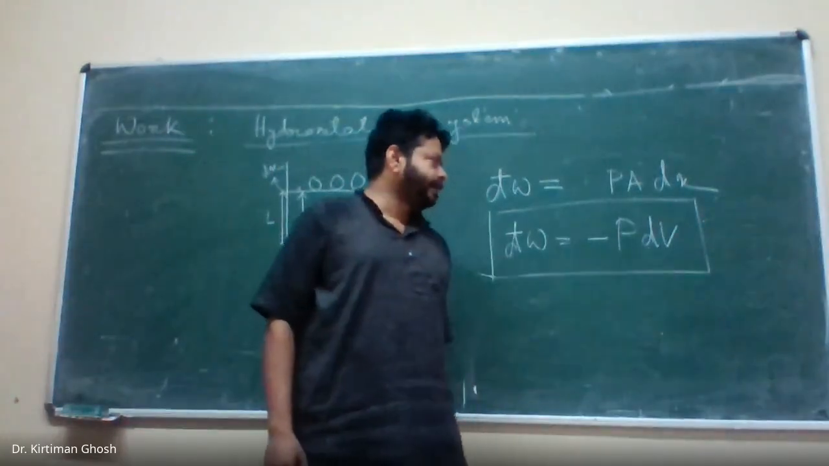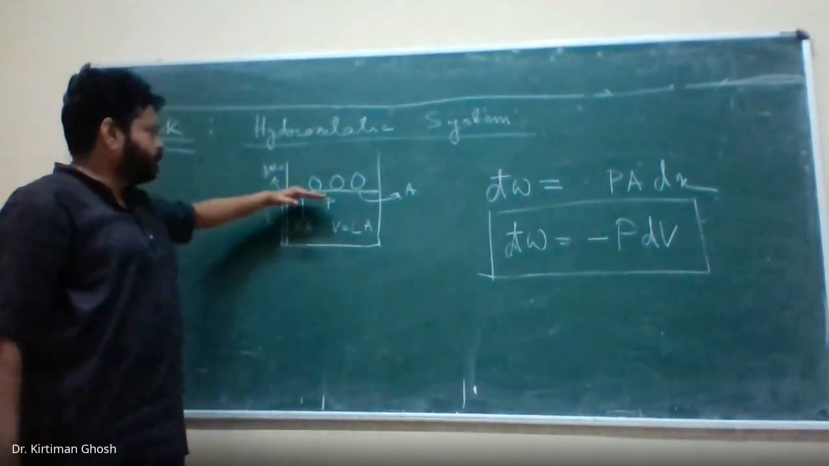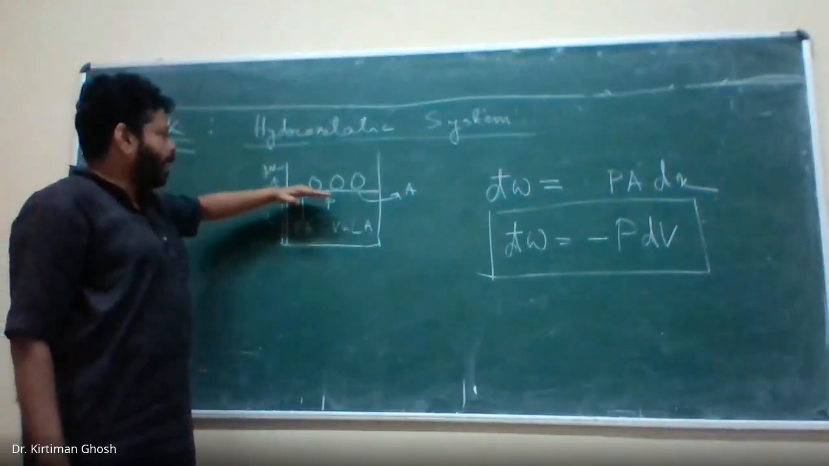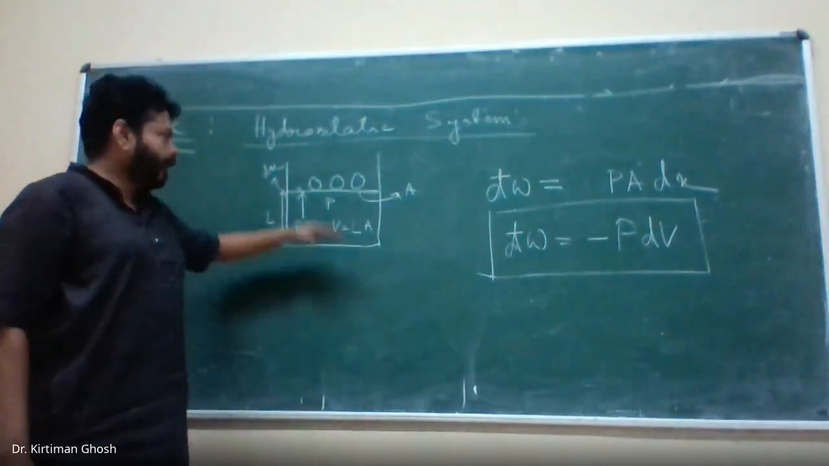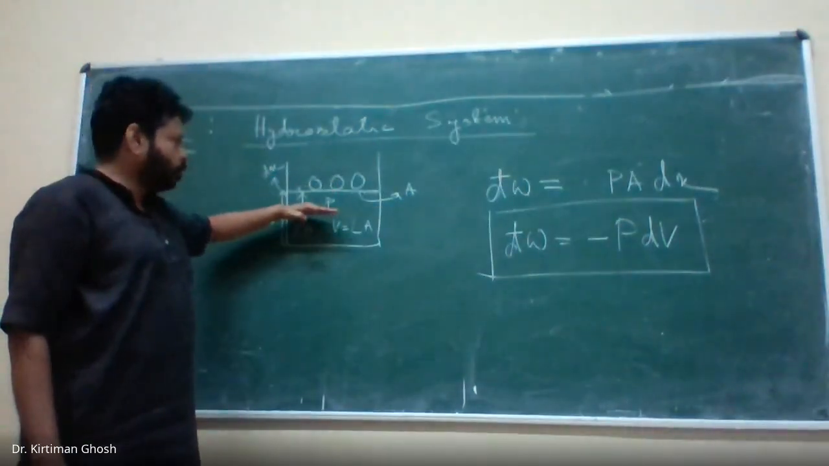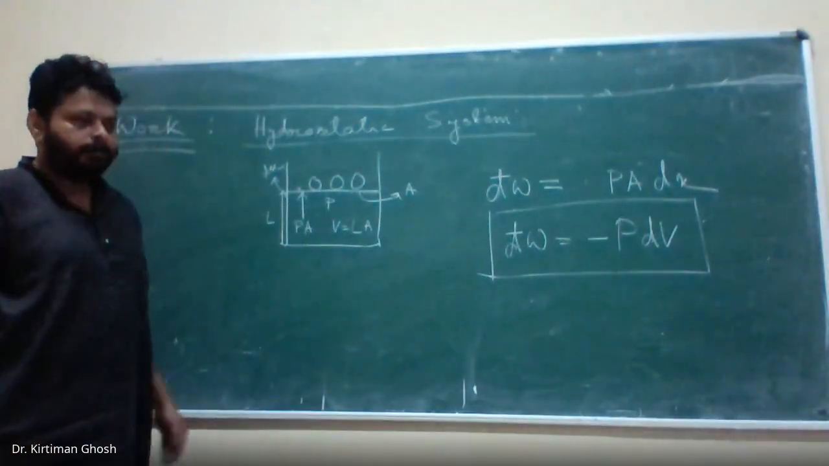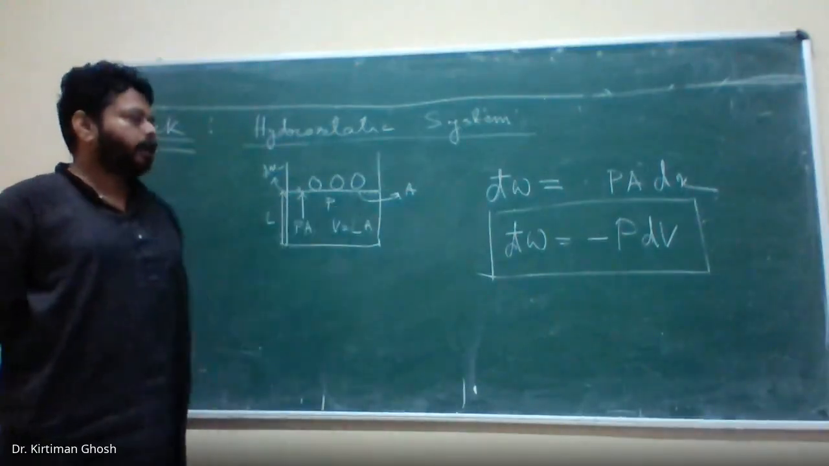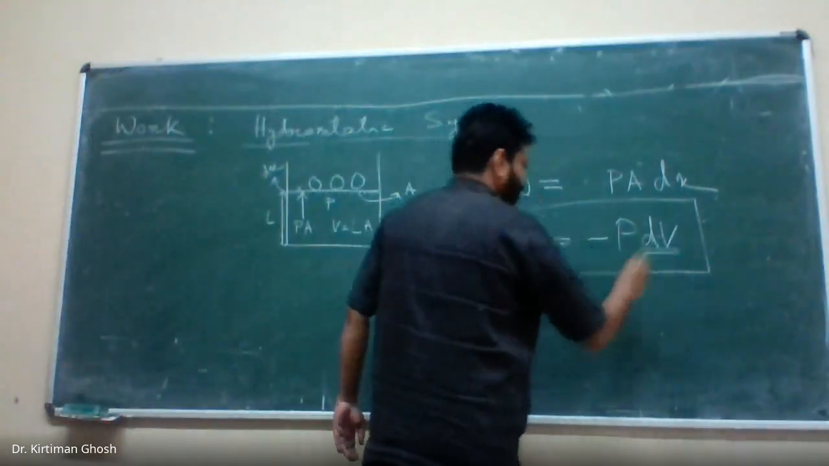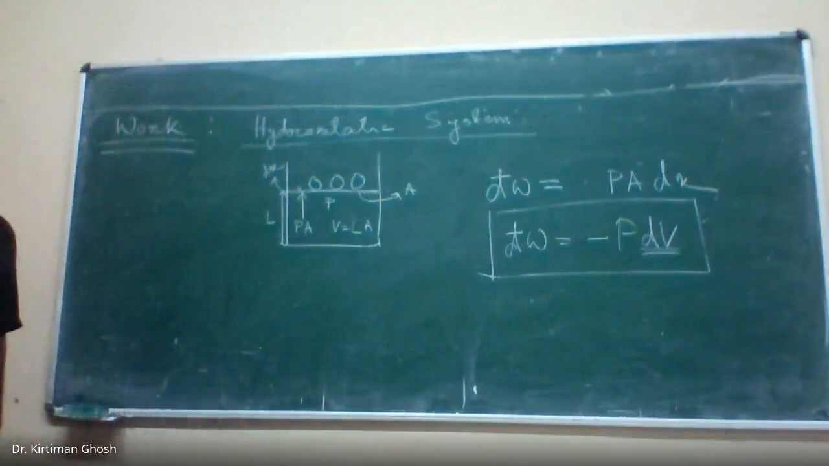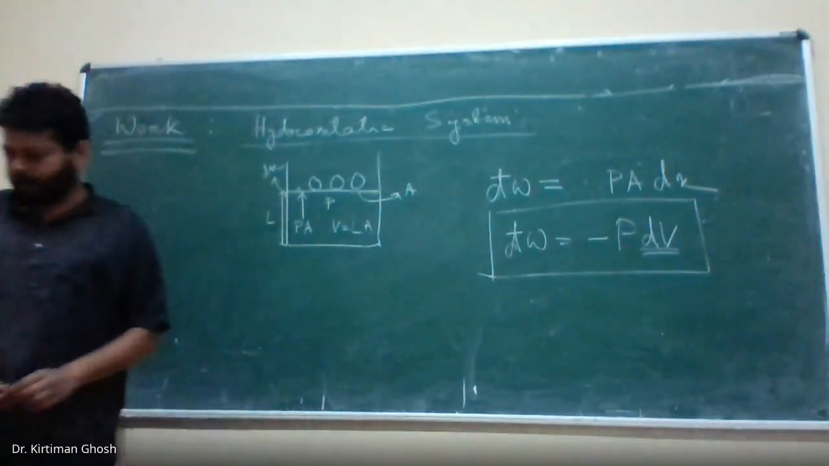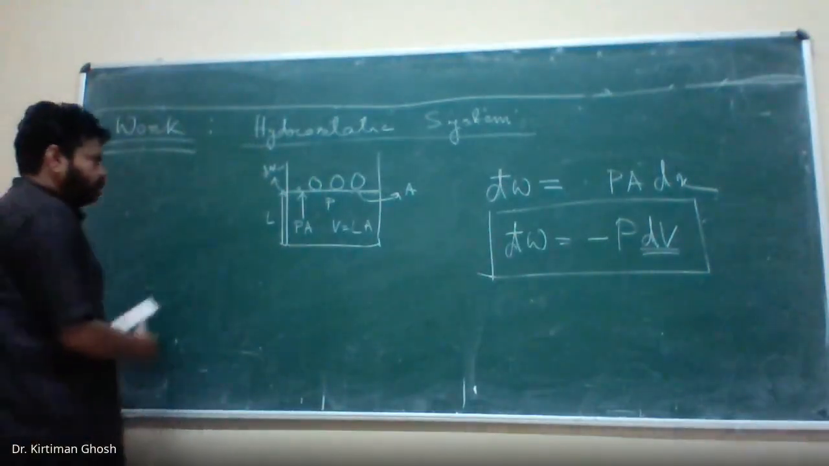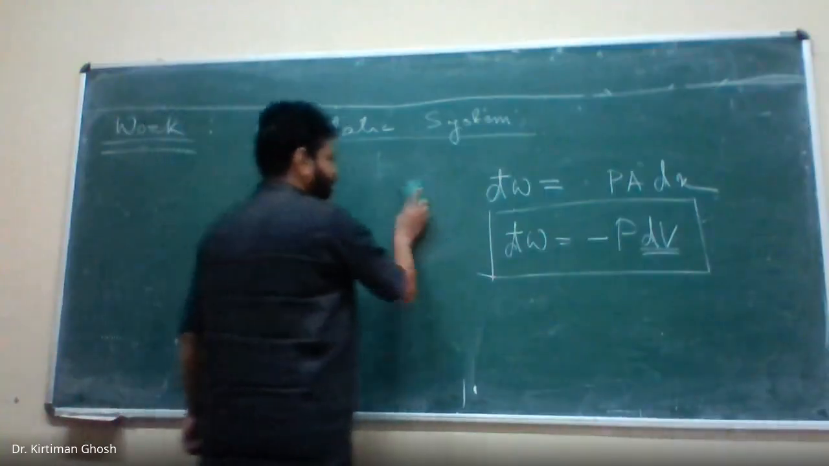So if dV is positive, that means the system is expanding. That is the work done by the system, and that is negative. And if dV is negative, the system is being compressed, work is done on the system, so that work will be positive. So this is how you can calculate differential work done on the system or by the system.